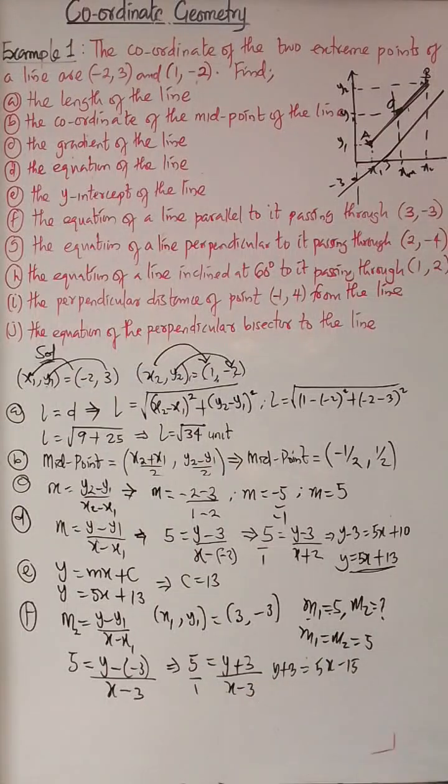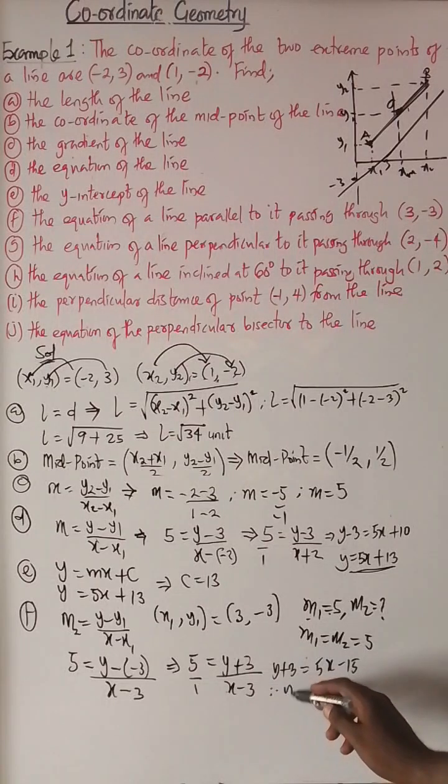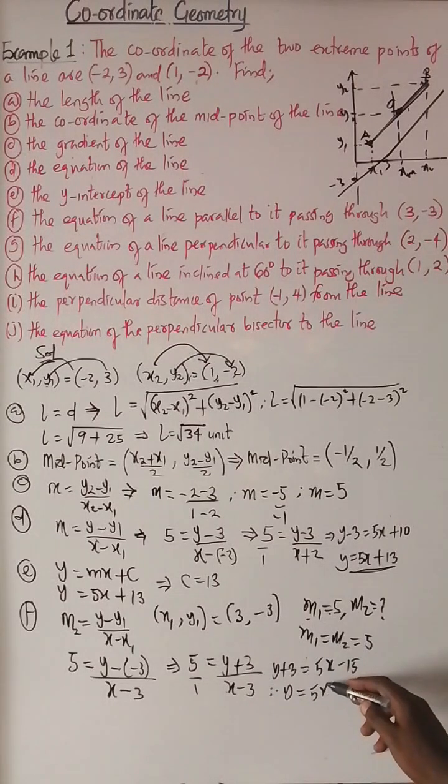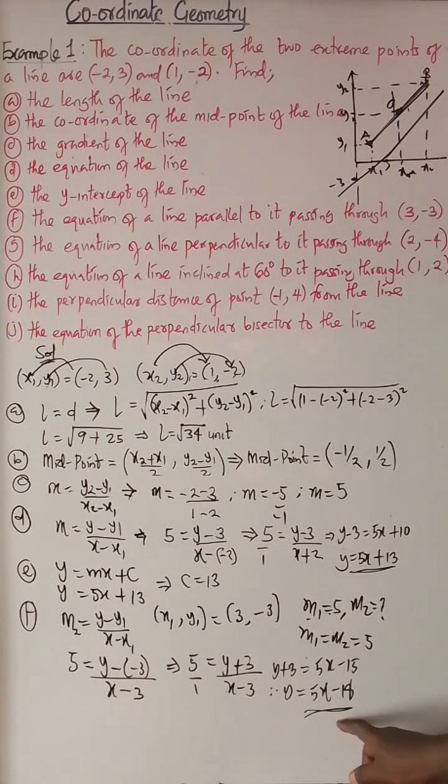5x minus 15. So when we make this plus 3 here, it becomes minus 3. So minus 15 minus 3 is minus 18. So it means y equals 5x minus 18. So this is the equation of that line parallel to this particular line. As you can see, they have the same gradient 5, but they have different intercepts. It means that particular line, the second line, will cross the y-axis at point what? Minus 18.